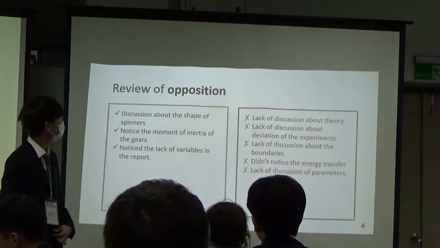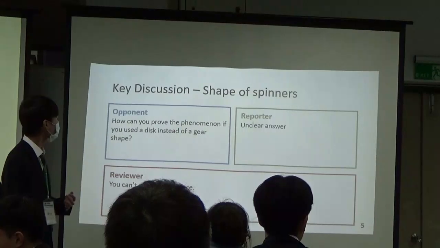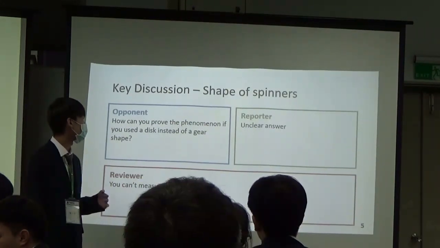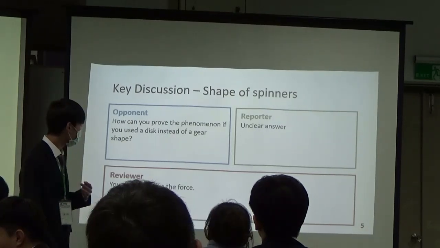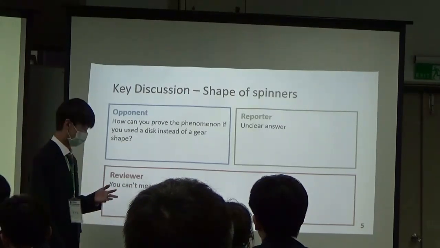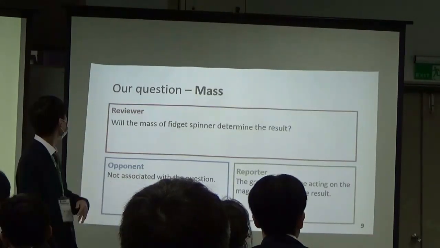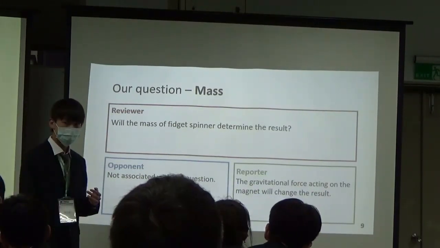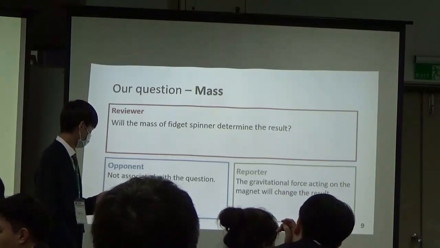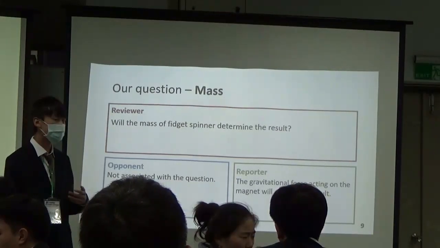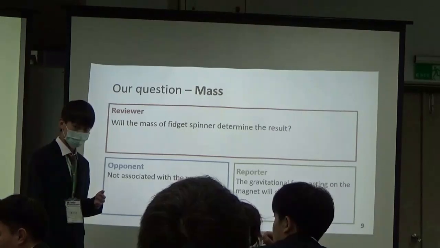On his discussion of the shape of the spinner, the opponent thinks we can measure the force because the moment of inertia calculation is too complicated. Our next question asked whether the mass of each spinner determines the result. The opponent said it is not associated with the question, but I think it will affect the moment of inertia, which causes the force difference.